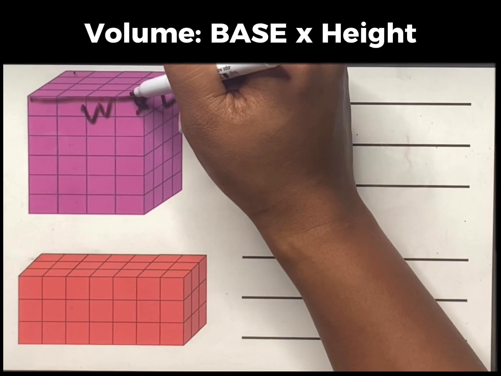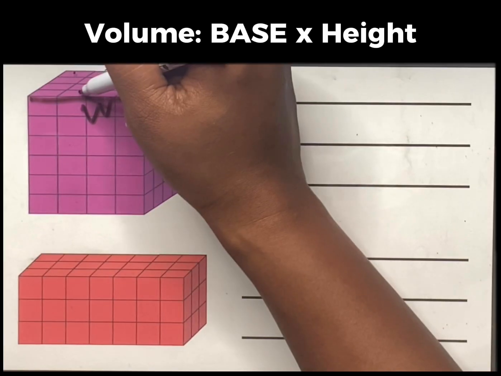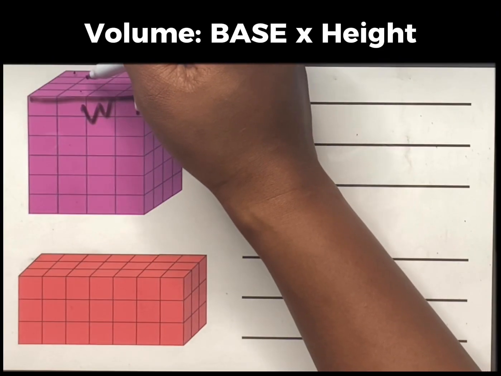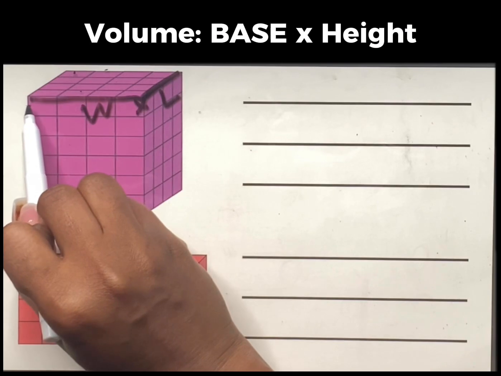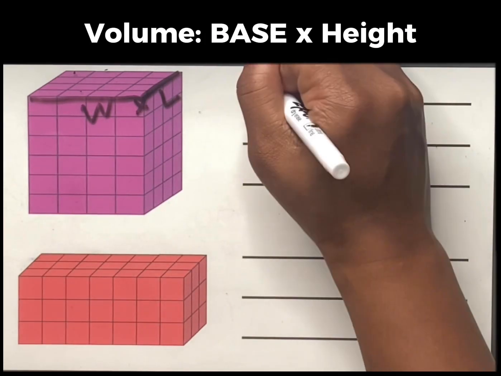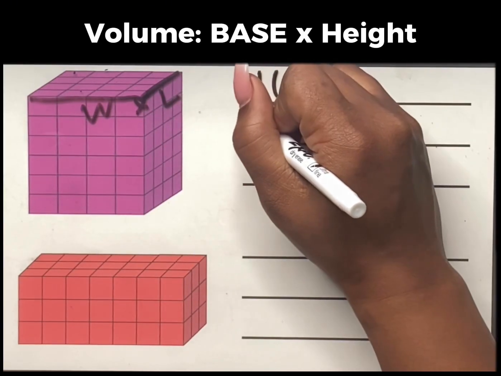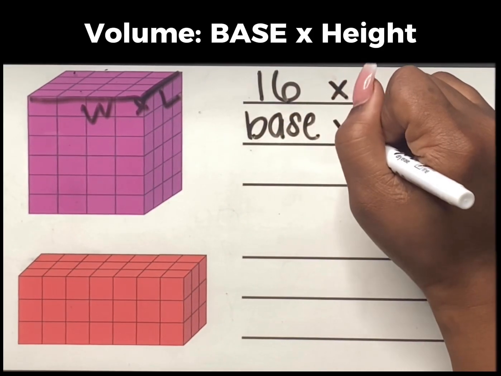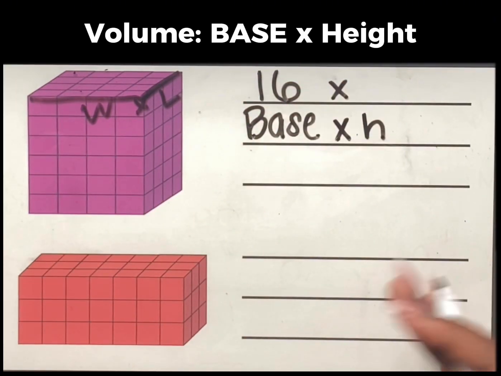We're going to count. We have 4. We're counting each layer. 8, 12, 16. So 4 times 4 is 16. We're counting each cube in that top layer. So I have a base of 16. Now, I'm going to see how many layers of 16 do I have in this rectangular prism. The layer of 16 is my height. The layers are our height.